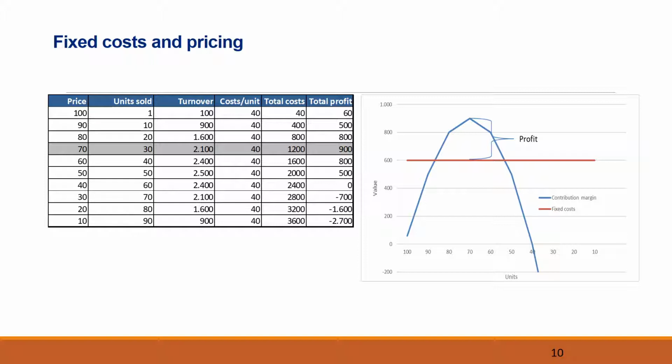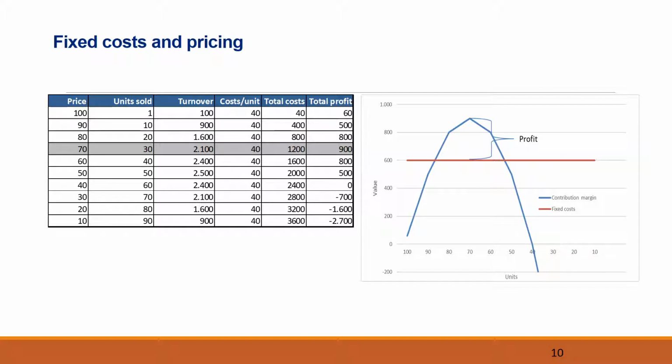However, for a company to survive in the market, it must be able to cover all costs, including fixed costs. This means that in the example, what we denoted profit was more correctly the contribution margin. That is the margin that is left when variable costs are subtracted from turnover. The contribution margin must be able to cover all fixed costs.